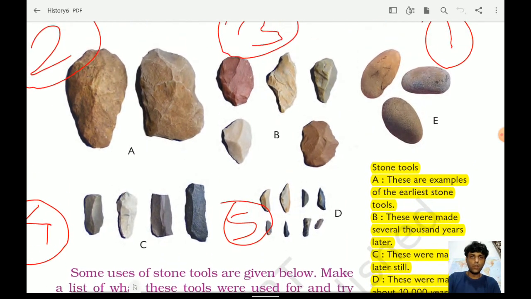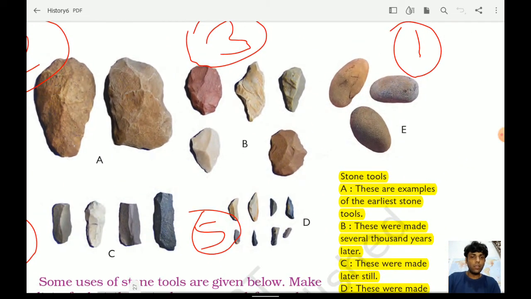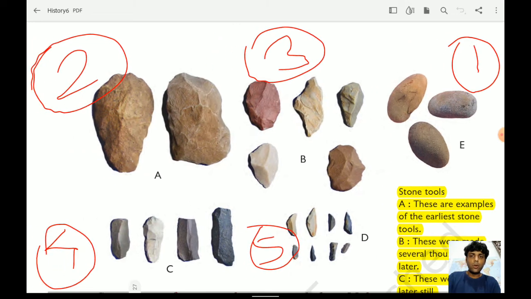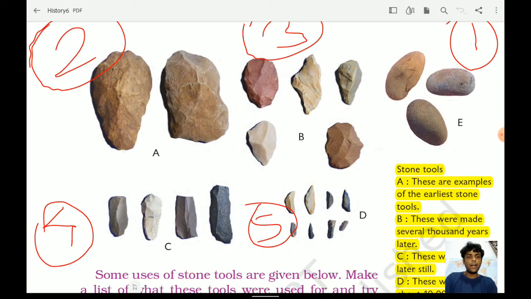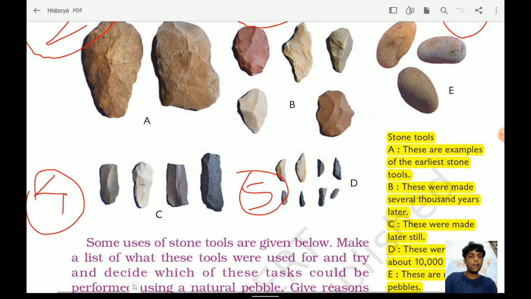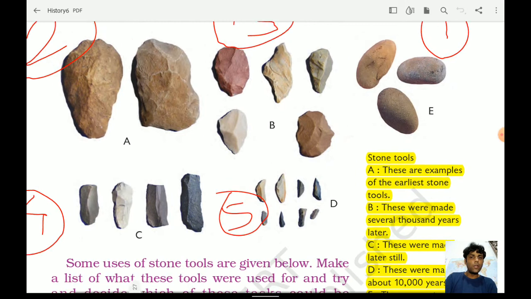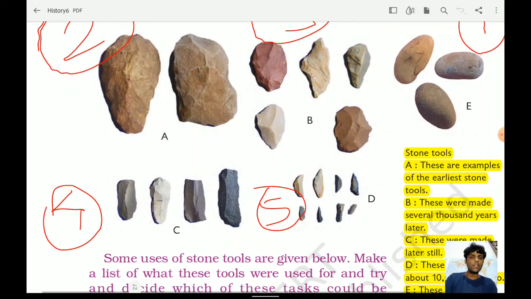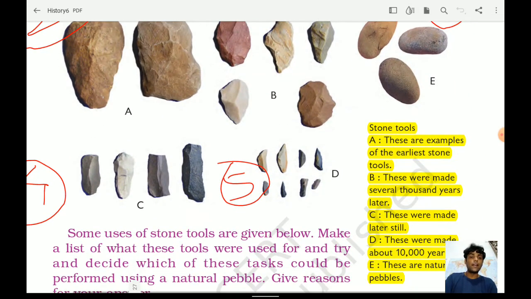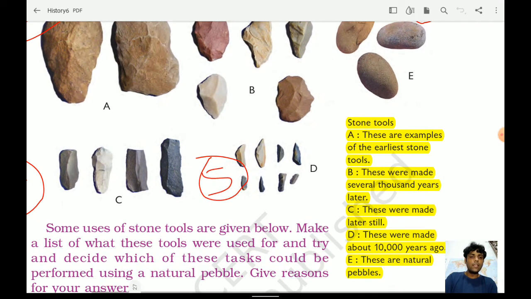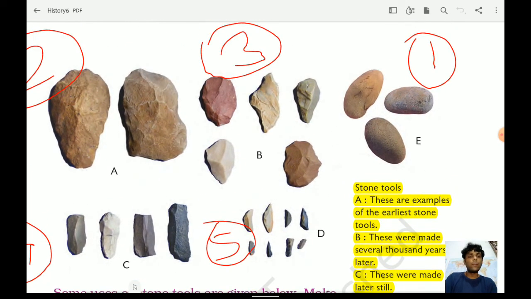Okay, so let us move ahead to the third image. They were made later still, and these were smaller, if you look at the image. So let us understand these yellow parts. I have marked from E as 1, and accordingly 1, 2, 3, 4, 5 have been marked. So let us understand E. These are the natural pebbles which are available near the banks of the river or the lake. Okay.